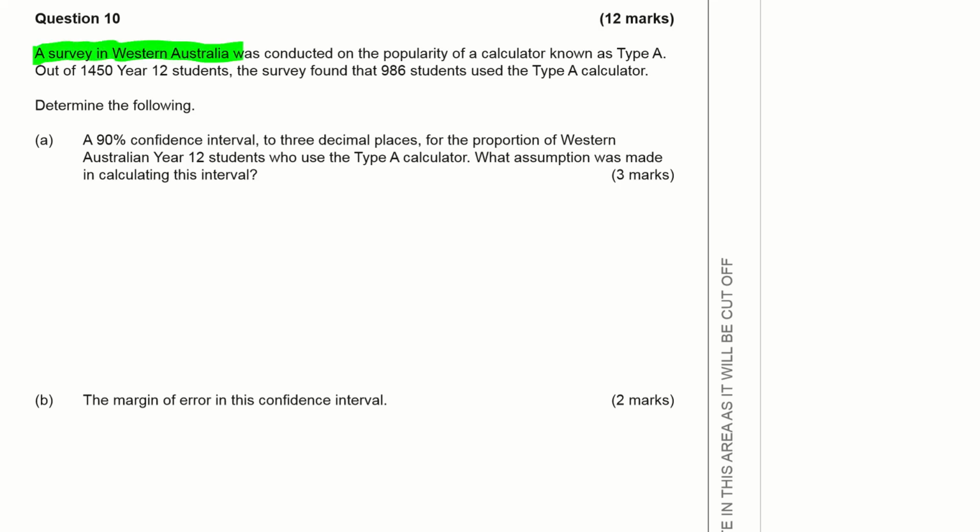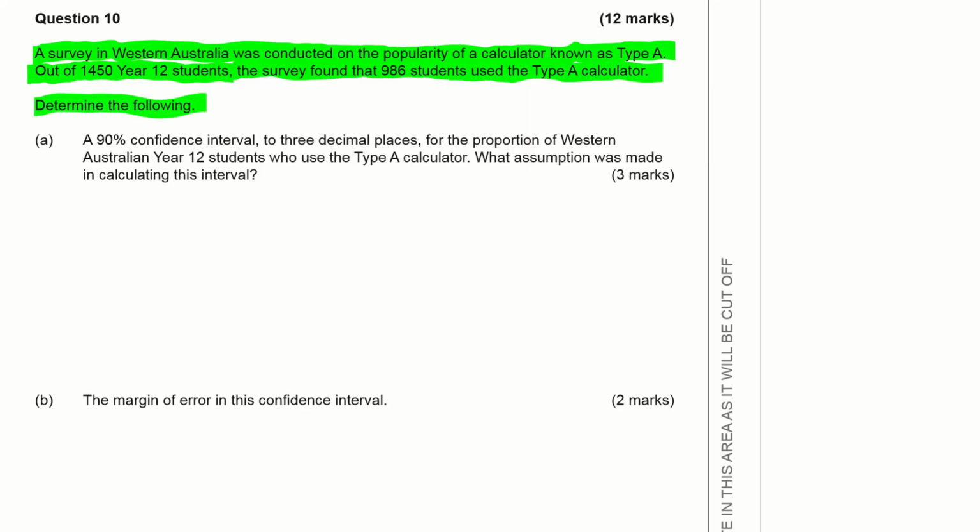A survey in Western Australia was conducted on the popularity of a calculator known as Type A. Out of 1,450 Year 12 students, the survey found that 986 students used the Type A calculator. Determine the following. First thing is a 90% confidence interval to 3 decimal places for the proportion of Western Australian Year 12 students who use the Type A calculator. What assumption was made in calculating this interval?